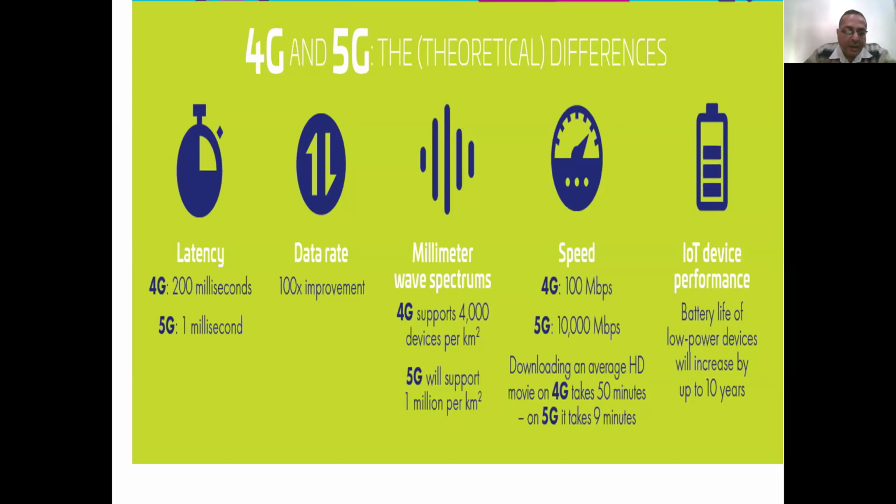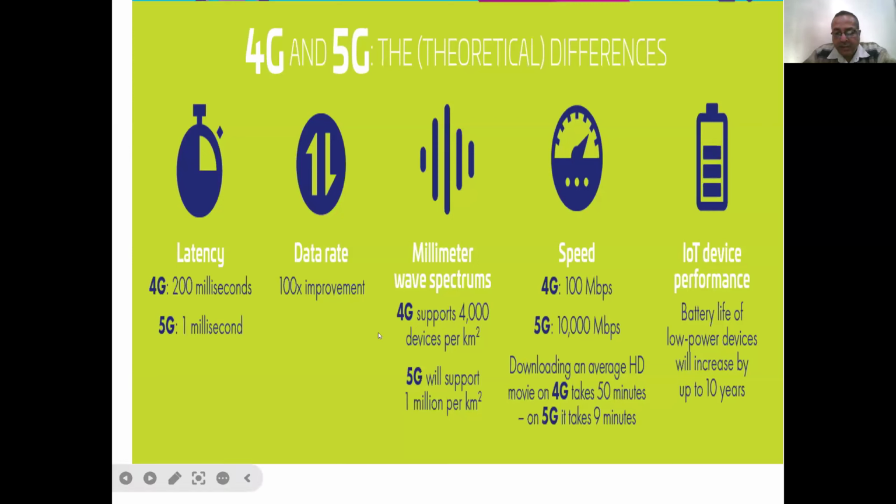Now, if we see the comparison of 4G and 5G, in 4G latency, meaning delay, is 200 milliseconds, whereas in 5G it is just 1 millisecond. So it means you can transfer your data at a much higher speed. Then what is more important is the data rate. A 100 times improvement is there, right? So we can have a data rate more than 100 times as compared to 4G. Naturally, it will save our time. We can download very important files in much less time.